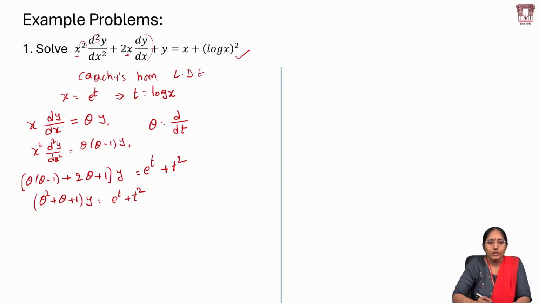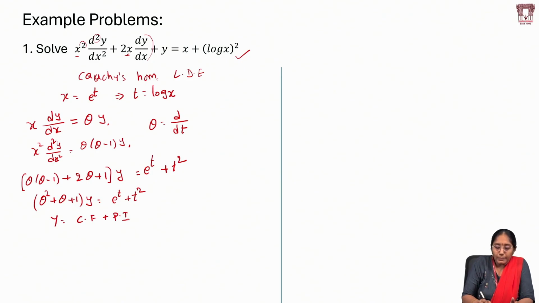Here if you observe, this is a linear differential equation with constant coefficients. Now, what is the solution of this LDE? Y is equal to complementary function plus particular integral. How to find the complementary function? That complementary function depends on the roots of the auxiliary equation. So, first find the auxiliary equation. Auxiliary equation is theta square plus theta plus 1 is equal to 0. Or you can replace theta with m: m square plus m plus 1 is equal to 0.